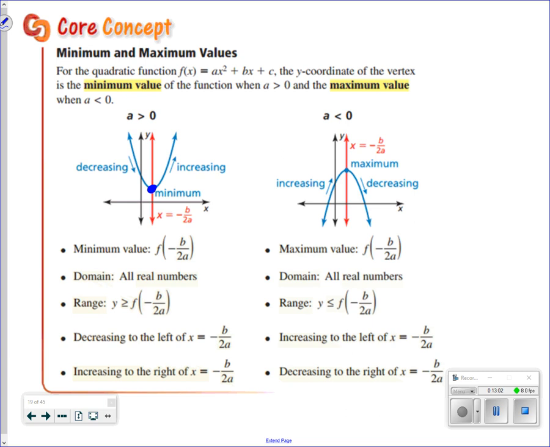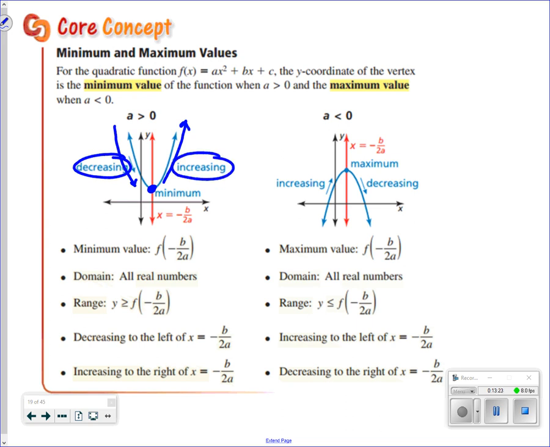Now, you always look at this from left to right. It's going downward on this side, so that's decreasing, and upward on this side, that's increasing. So it's like riding a roller coaster. It's going downward on the left and upward on the right. So the left would be decreasing and the right would be increasing.